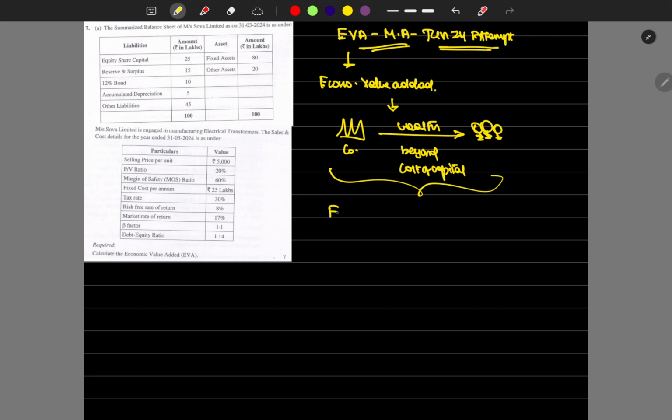The EVA formula is NOPAT, which is the profit after paying the tax, minus capital employed, how much capital we have in our balance sheet, into the weighted average cost of capital, how much we have to pay as a cost of capital. These are the three things which will become our steps. If we find out all these three, the problem is over.